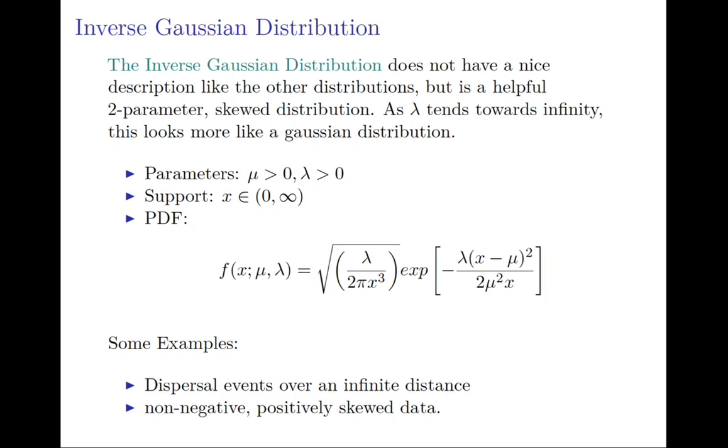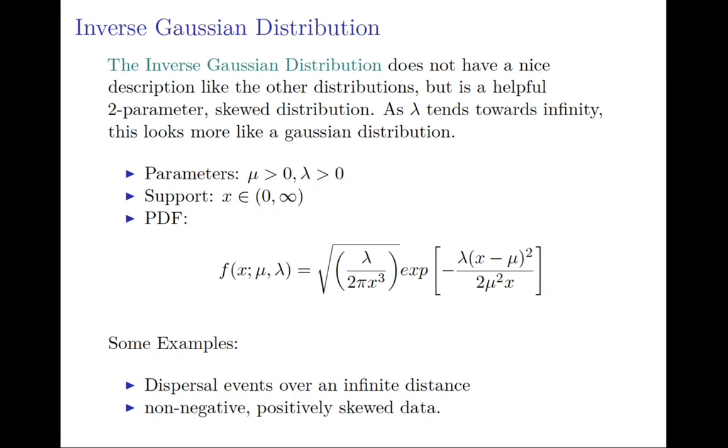So again, here's another set of data that if you had negative values, you wouldn't be able to use an inverse Gaussian unless you transformed. But if you have data that fall between 0 and infinity, which is quite a bunch, then inverse Gaussian might be the distribution for you.